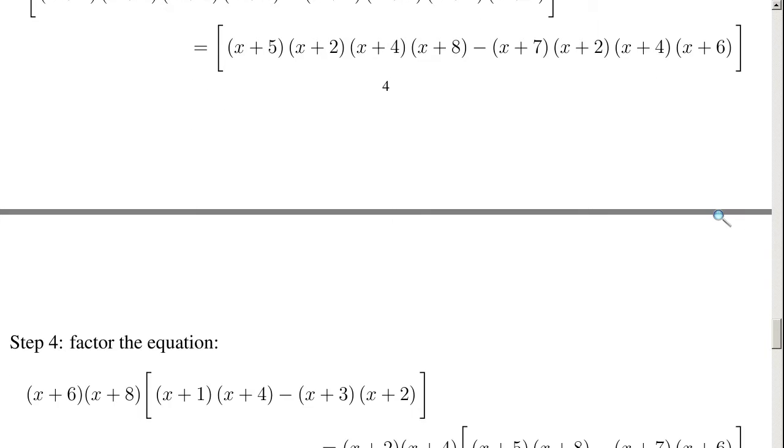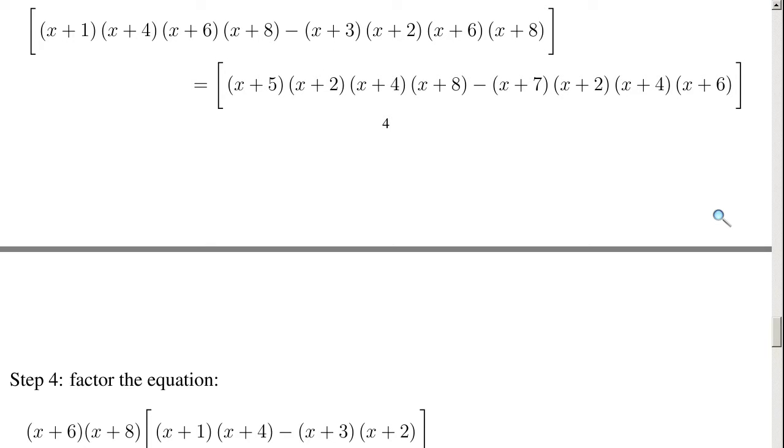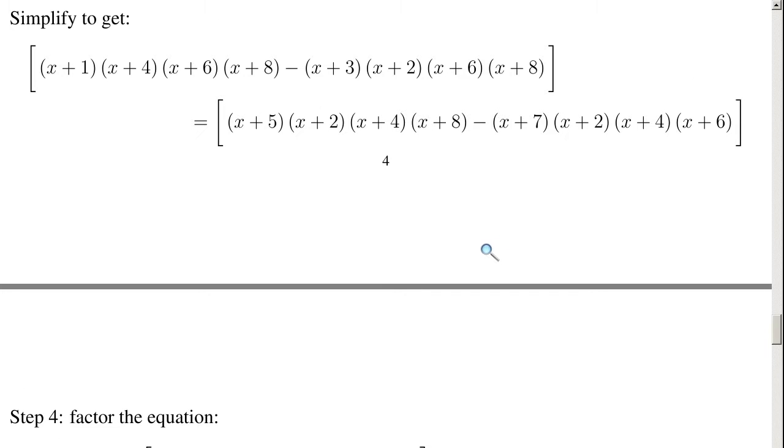Just kind of crazy. But anyhow, we're going to factor this equation. The way we do that is inside the square brackets on the left side of the equation. Notice that this term here has an x plus 6 and an x plus 8. This term over here has an x plus 6 and an x plus 8. So these two terms share these common factors. So you factor out the factors that they have in common to make the equation look simpler.